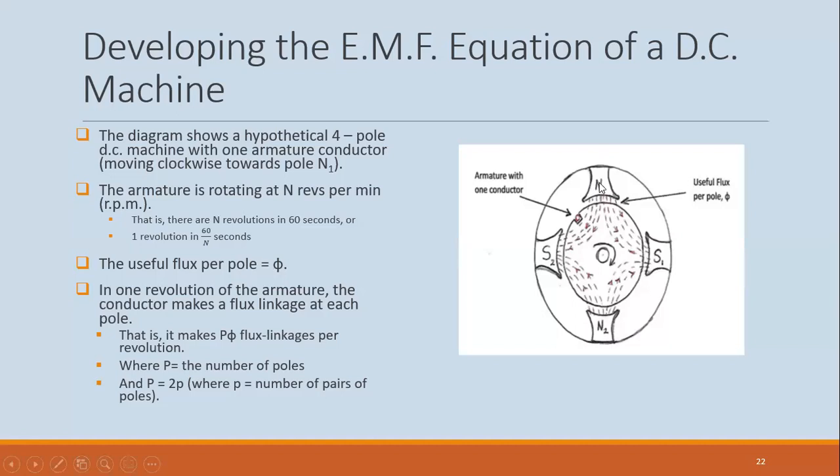Flux, as before, is flowing from N1 to S1 and from N1 to S2, and also from N2 to S1, N2 to S2. Now, the flux that the conductor will be cutting is called the useful flux. So the useful flux per pole is equal to phi.